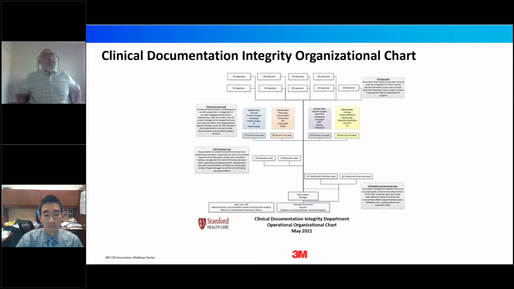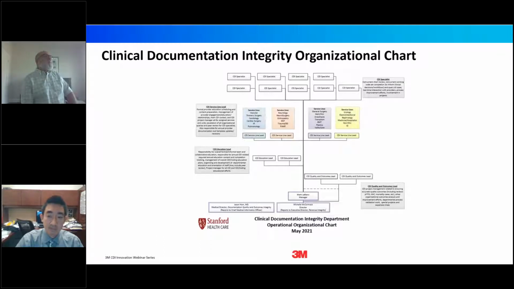Our CDI program here at Stanford, to talk about our journey, I think our chart helps to describe how we look at CDI here at Stanford Health Care. We have an upside down org chart. So if you're looking for my name, you have to look more towards the bottom because that's where I am. And Jason's down there with me.